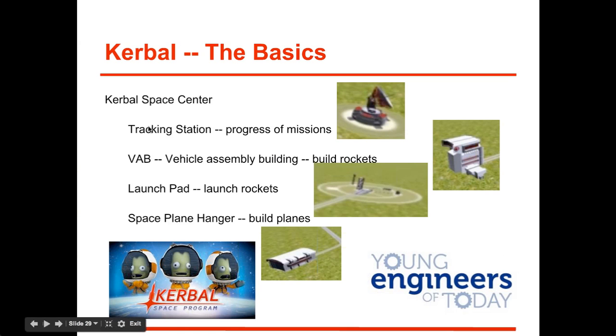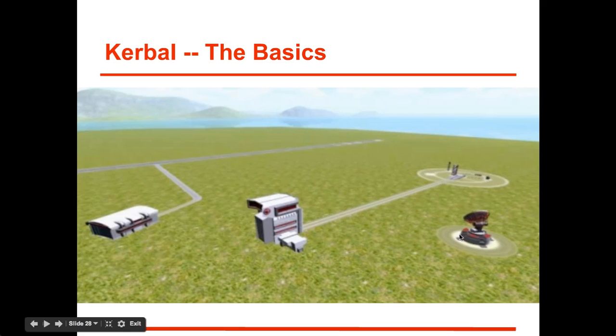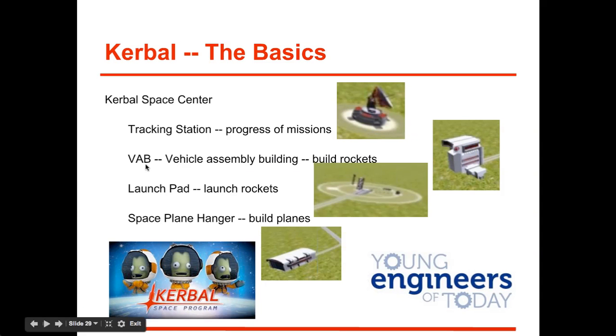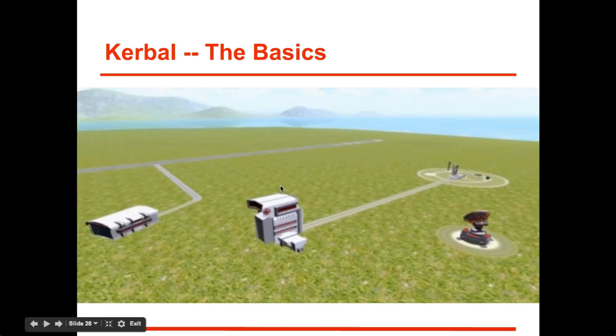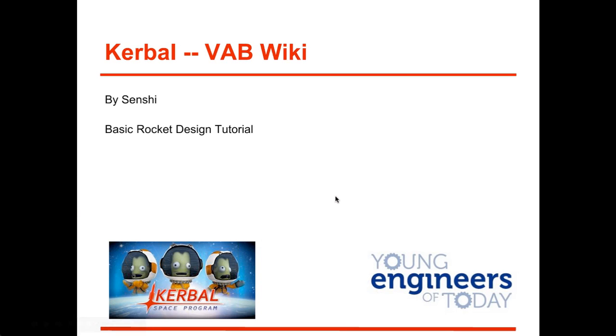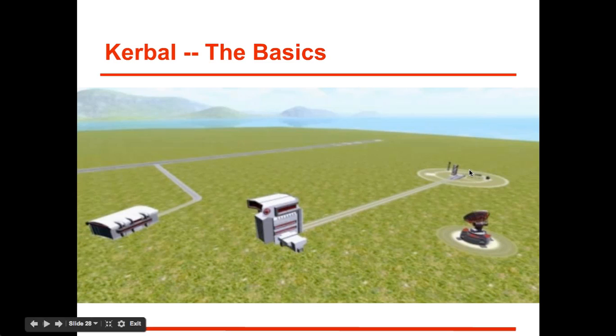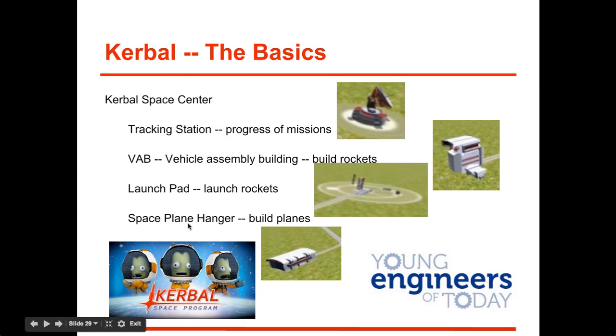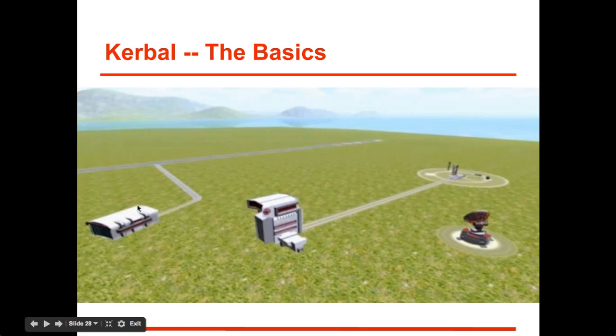All right, so the tracking station, you can check on the progress of your missions, and that's this satellite here. You have the VAB, where we're going to be spending a lot of our time, and that's the Vehicle Assembly Building, where you build rockets. That's here. The launch pad, where you launch your rockets. That's here. And the space plane hangar, where you build planes. And that's here.